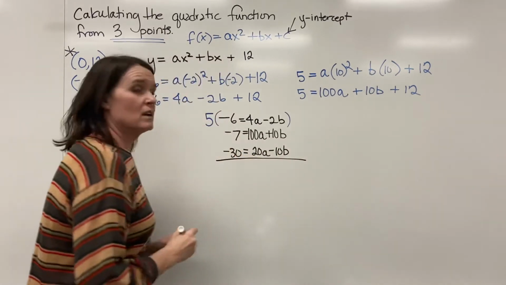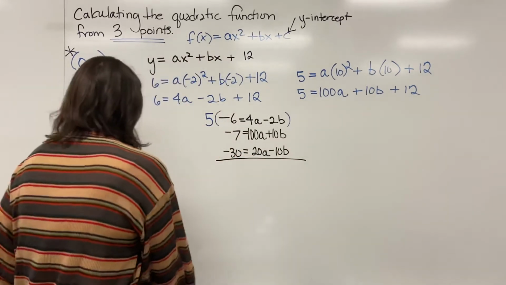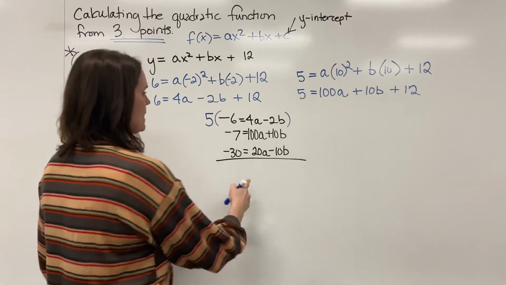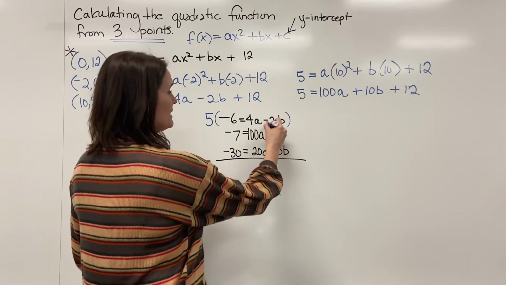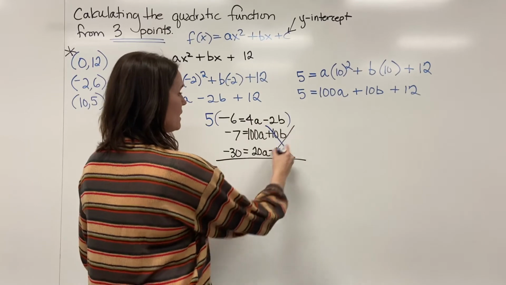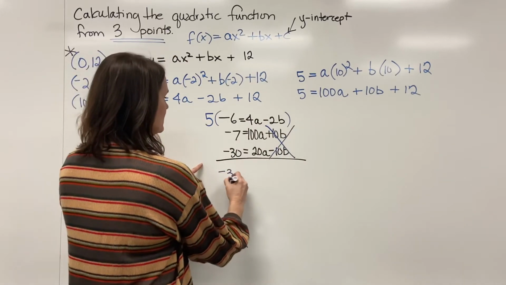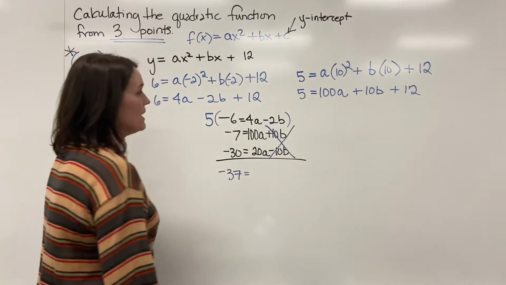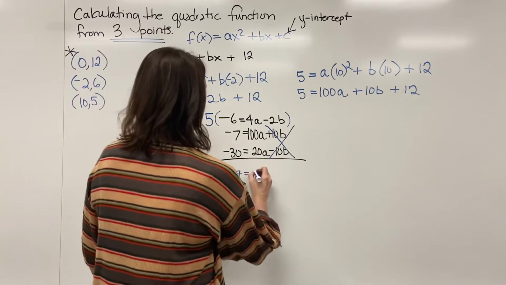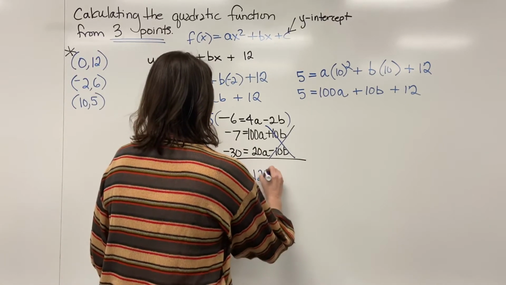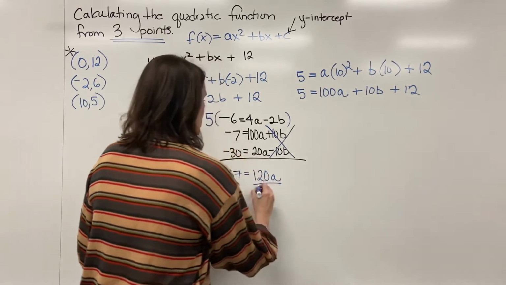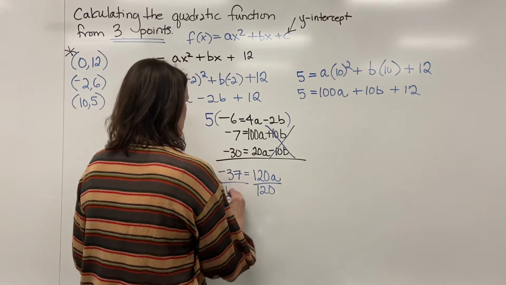All right, now I'm just gonna combine those two equations. I'm gonna add down, and so what I notice is my 10 and my -10 are gonna cancel out. And what I have left is -37 on the left equals 120a. So I'm just gonna divide both sides by 120.